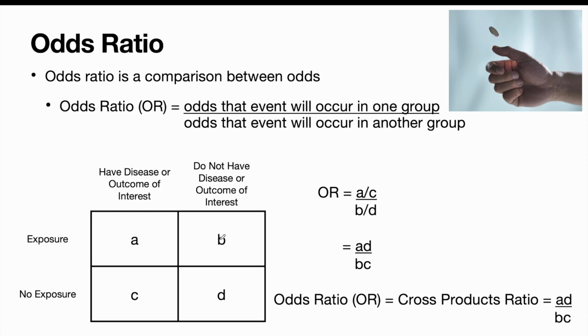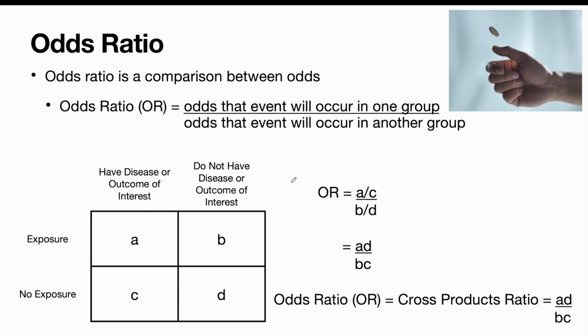Those who have been exposed and do not have the disease or outcome of interest, that number goes here for B. Those who have not been exposed and do have the outcome or disease of interest gets filled in right here for C. And those who have not been exposed and do not have a disease or outcome of interest, the number gets put right in here for D. And so you can see, depending on the question that we ask, we can find an odds ratio.